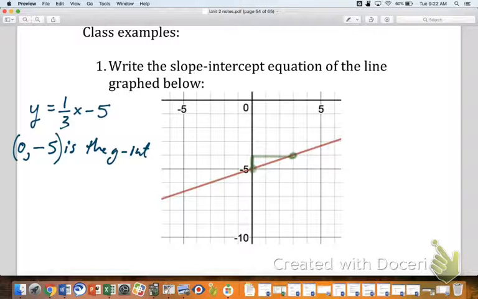Okay, and then what about the 1/3? Where'd you come up with that? Because it's rise over run, so up 1 over 3. Okay, so rise 1, run 3. Okay, cool. It's the right answer, isn't it?